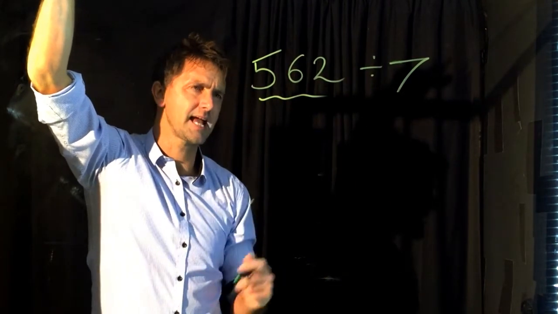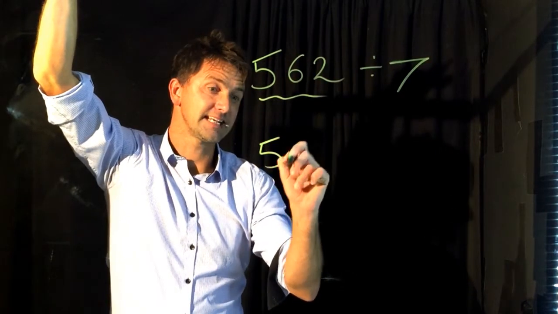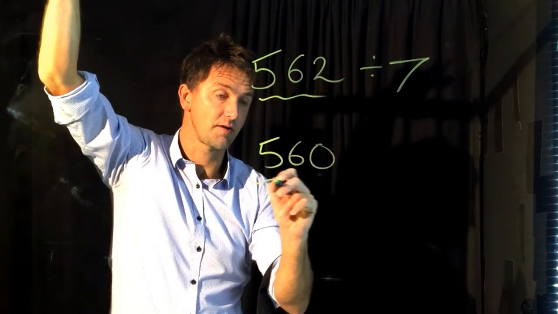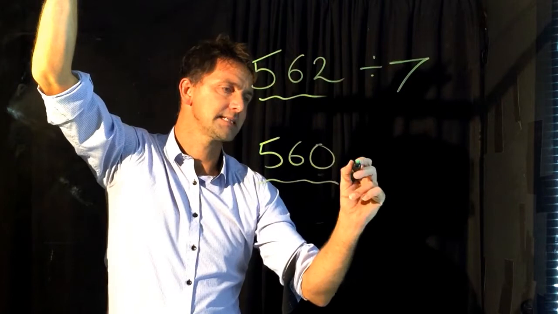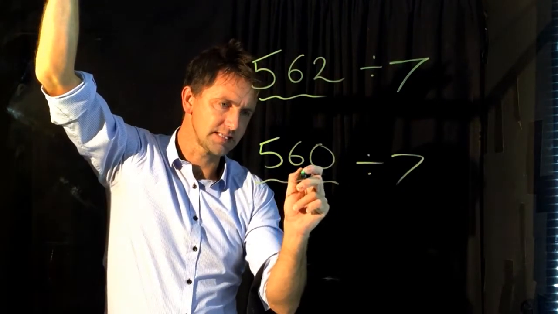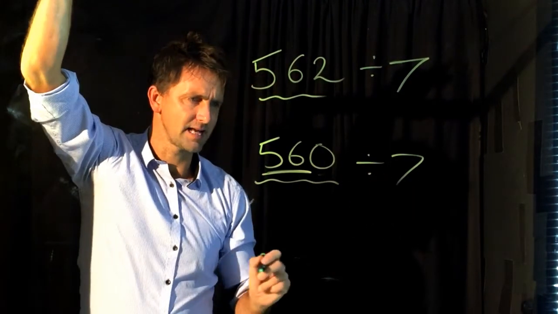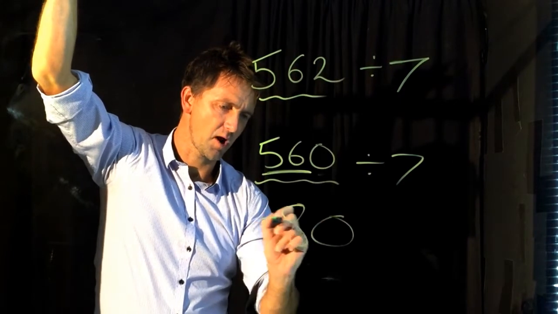Okay, I hope this is the answer you got. 560, because rounded off to the nearest 10, it's 560. 560 divided by 7, well, 56 divided by 7 is 8, and then just add the 0.